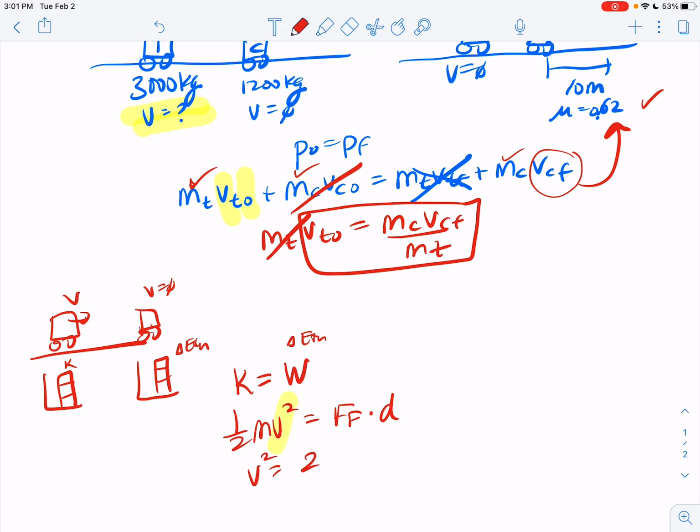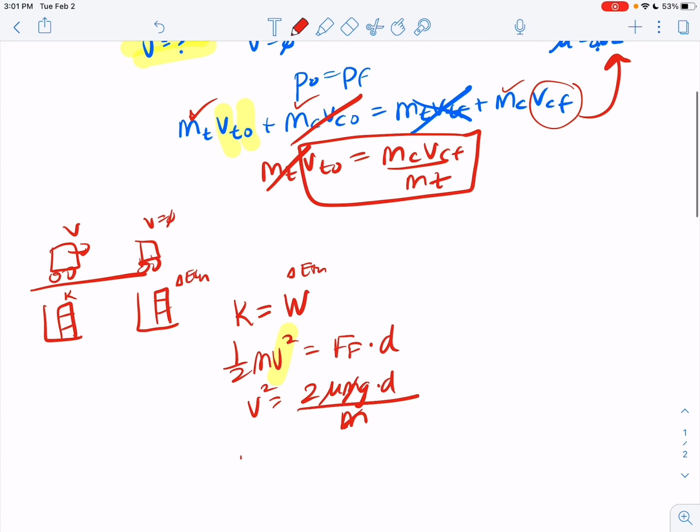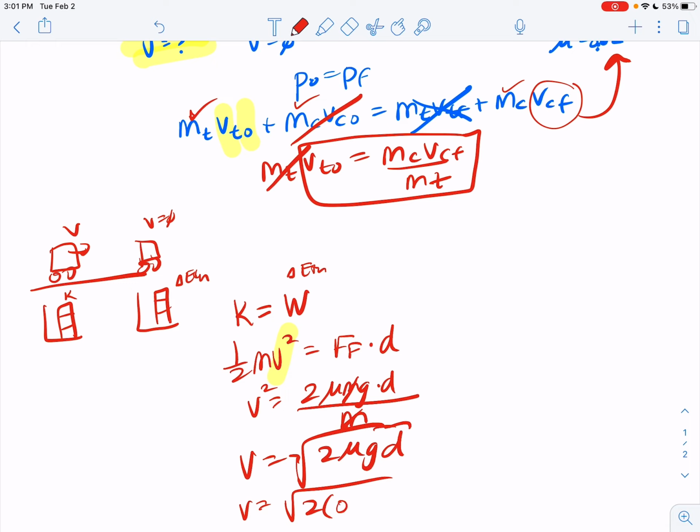V squared is going to be equal to the force of friction, which is just mu mg, because it's not on a hill, there are no extra forces, divided by m. The m's are going to cancel out, which is fine. So V is going to be radical 2 mu g d, nothing on the bottom. So 2 times the mu, which is 0.62, times g. I'll just use 10, even though you can use 9.8 if you want. Actually, I'm going to put 9.8 for g just so you don't get confused, because the other one is 10, the distance that it said it slid.